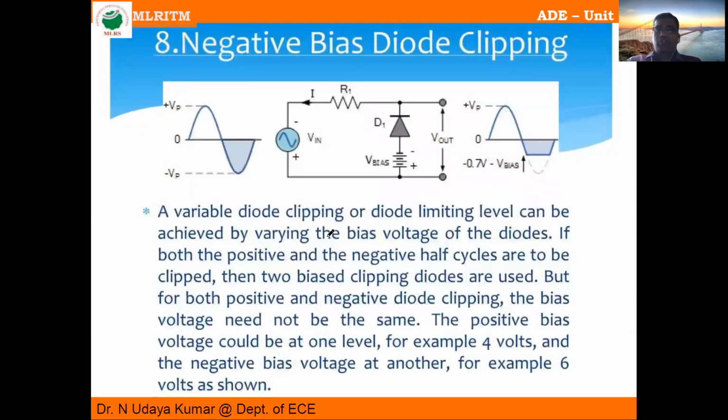Next, negative bias diode clipping. In negative bias diode clipping also, the bias terminals are similar: this one is the plus, this one is the minus, similarly plus minus. Whenever the negative half is given, this one is on. On means this 0.7 volts plus bias voltage, it will turn on. So this portion is bias voltage plus cut-in voltage. We will get this type of wave. Remaining portion is clipped.